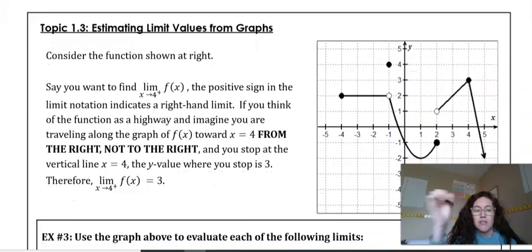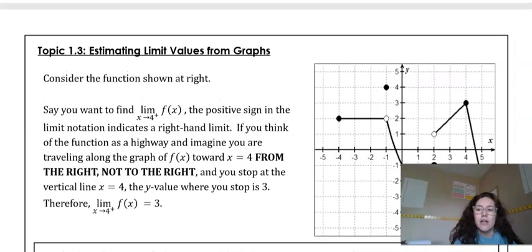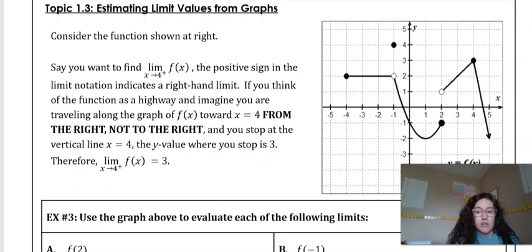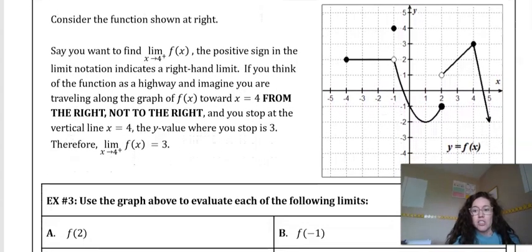Now we're going to estimate values from a graph. Let's see if there's any way I can get this bigger. So the answer is no, I cannot change the size, but you have it in your packet. Let's talk about it. You should see the whole graph. Over here, you should see the jump.